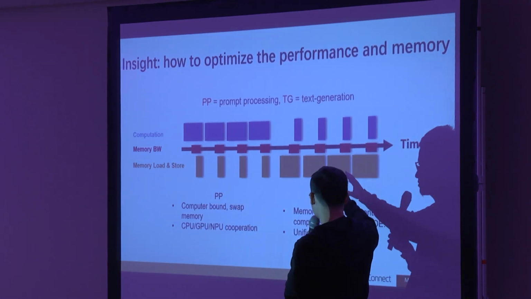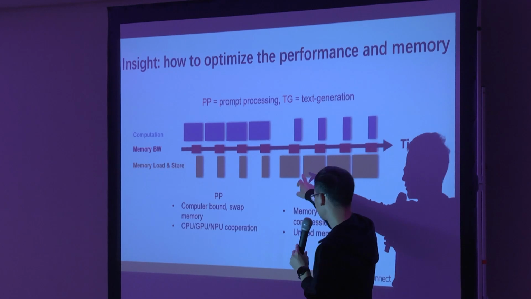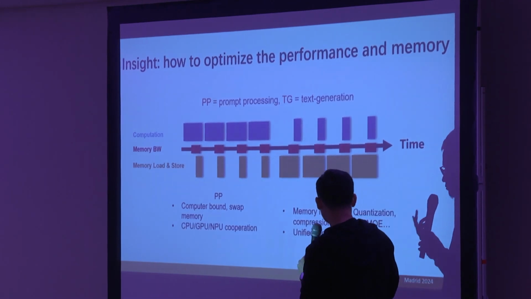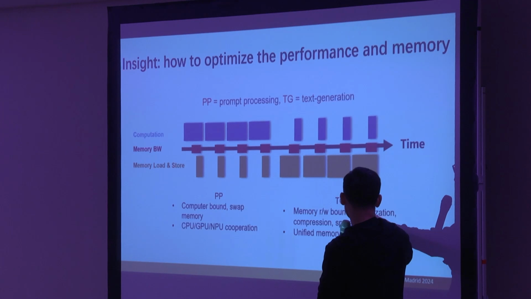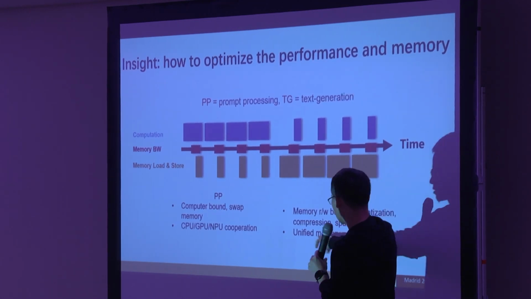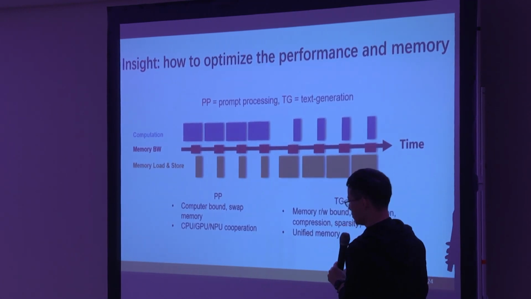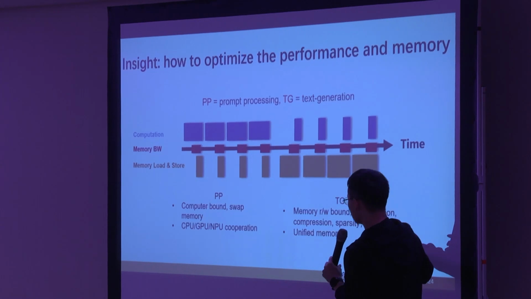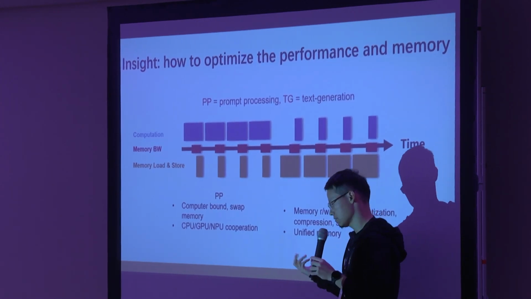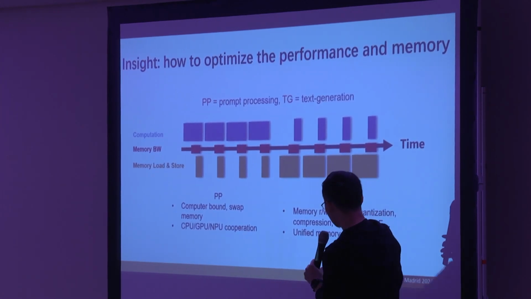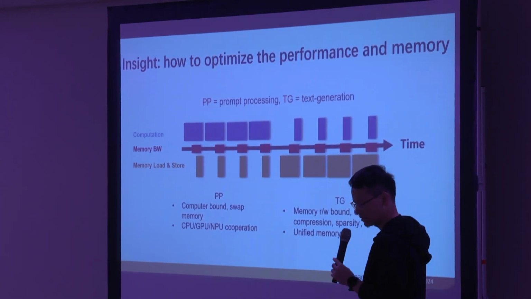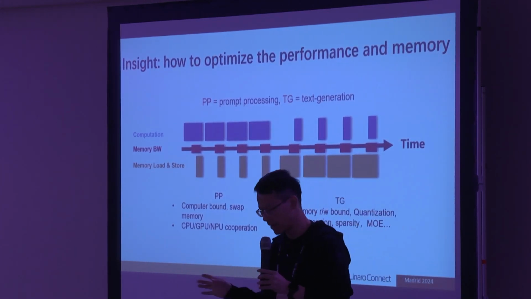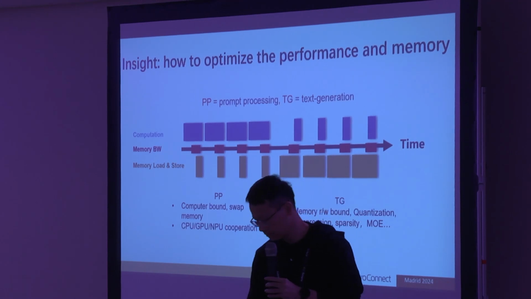But in the second stage, you can see it is a memory-bound stage. So you need to do a lot of things like quantization, model compression, sparsity, MOE. It means that all this technology will make the model smaller, make it sparse, and use unified memory to avoid memory copying. So all this is the key technology to optimize the performance and memory.